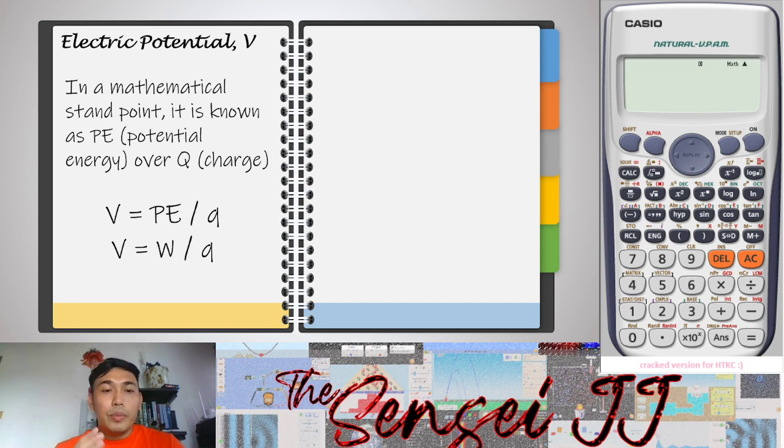Or it can be written as our formula W over Q, which means our PE and work are just equal. So we have here our units of work and potential energy of J or joules, all over our unit of charge, which is C or coulombs. When you combine them together, joules divided by coulombs will be volts. Okay, so yun lang guys. That is the formula PE over Q or W over Q for our electric potential.